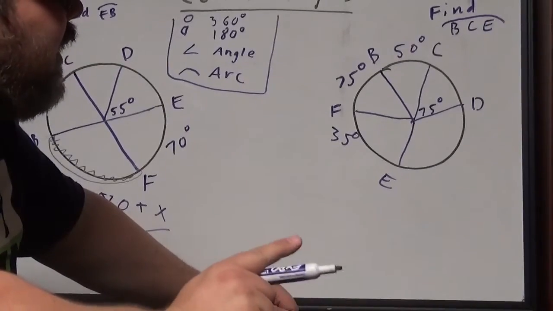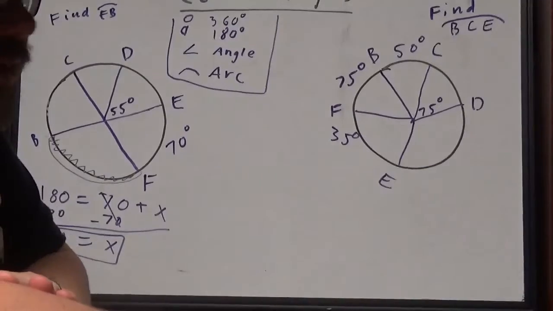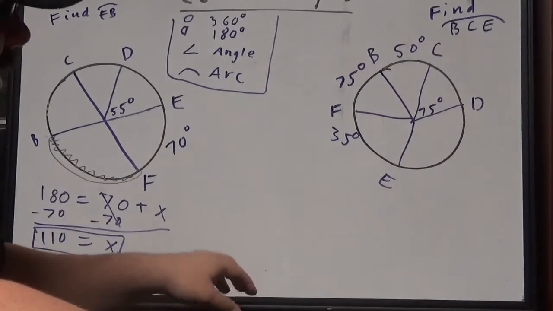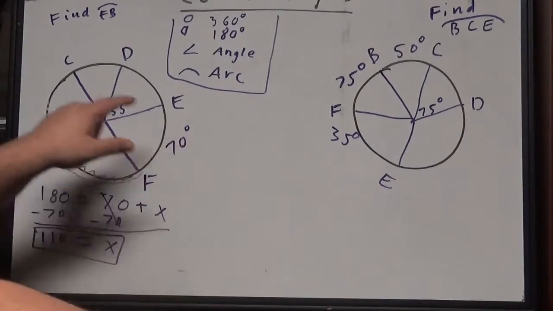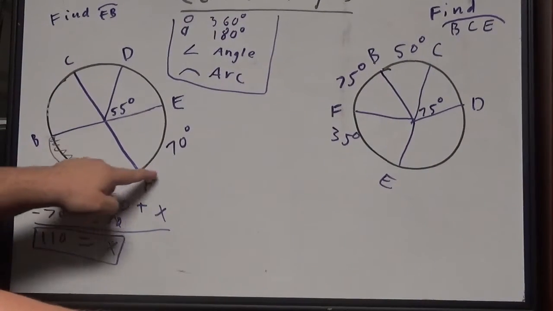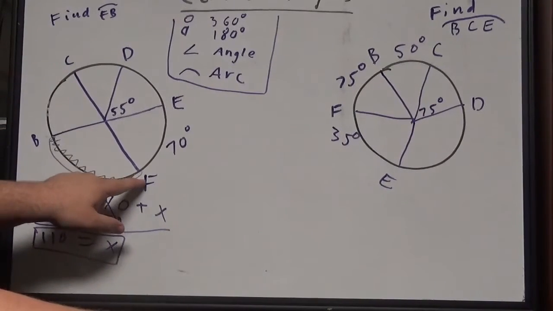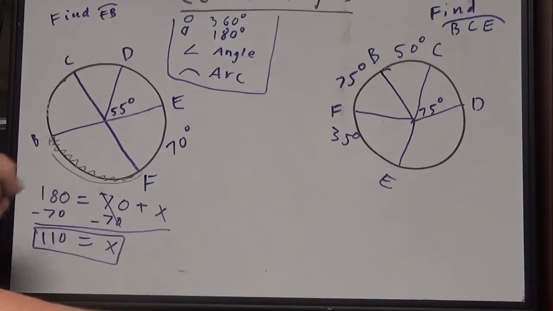Here's what they want us to find now: BCE. I said one more prerequisite. This is what it is. When you find FB, you just go from F to B. You know not to go all the way around. It just tells you FB. So go from F to B in the shortest possible way.